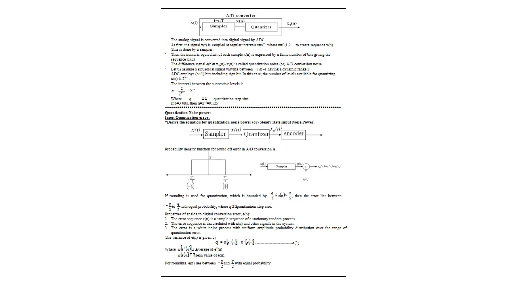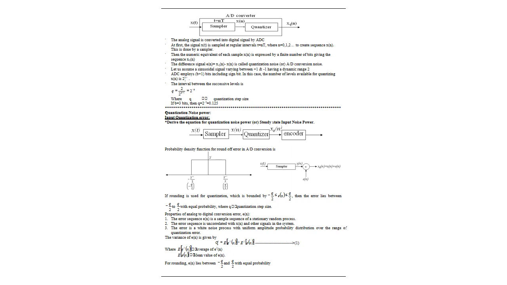Here, when we are passing x of t as the input, it will be passed into the sampler, and the sampler will convert it to the particular time level, that is t is equal to nt, and then change it to the x of n value. After that the x of n value will be given to the quantizer and then passed to xq of n. Okay. So the analog signal will be converted into the digital signal by the ADC method only.